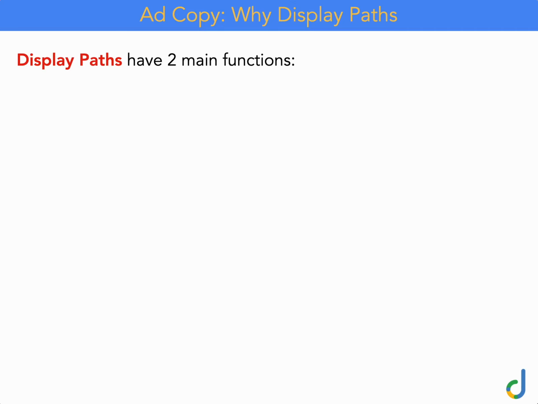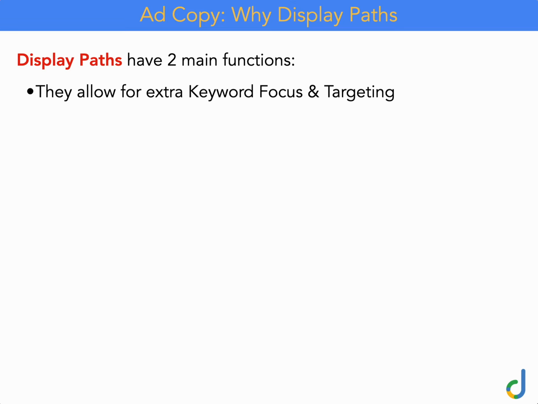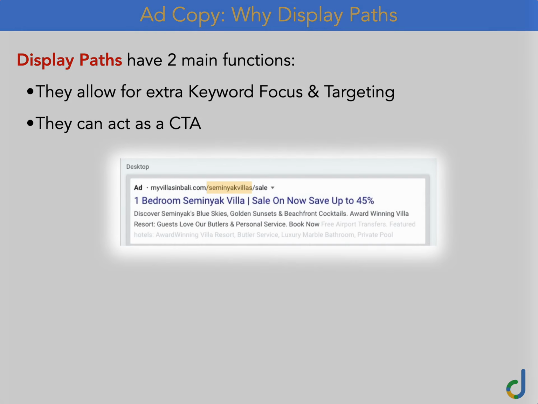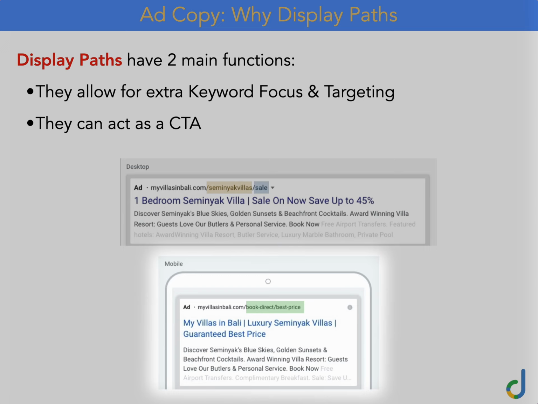When it comes to display paths, they have two main functions. They allow for extra keyword focus and targeting, and they can also act as a call to action. When you do this in the right way, you can see from here, we put up that there's a Seminyak Villas sale. So we use that as a call to action by letting them know that there's a sale on right now. Another way that we did this is "book direct best price." Once again, just a way that we were acting as a call to action.